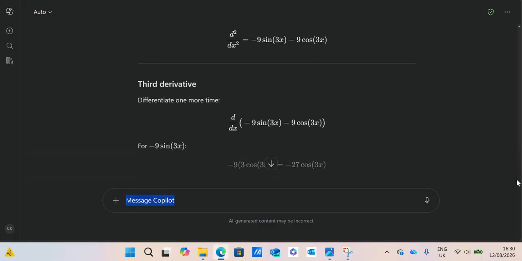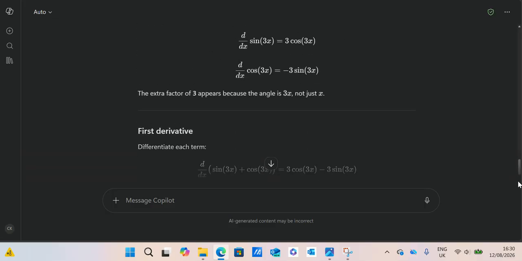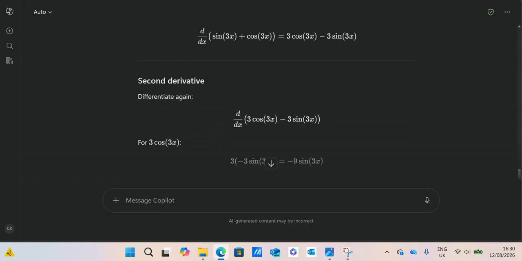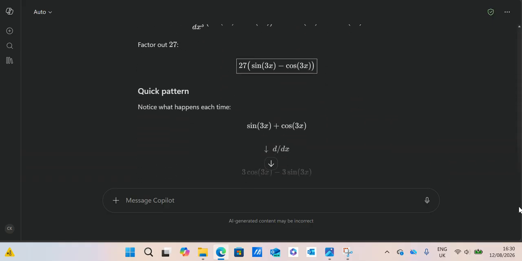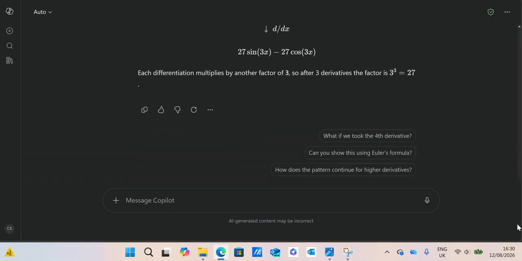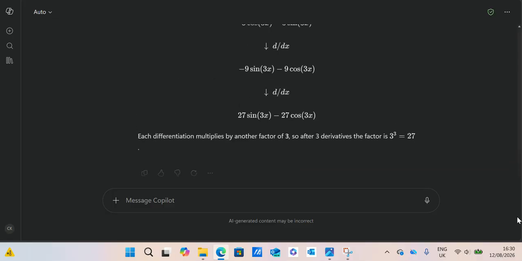I lost my little wheel on the side. Don't tell me I can't scroll. Here we are. It's over here. I don't like that how it disappears here after I go down past the chat bar. Anyway. Recommended questions. Can you show this using Euler's formula? That's a little bit above my pay grade, I think.